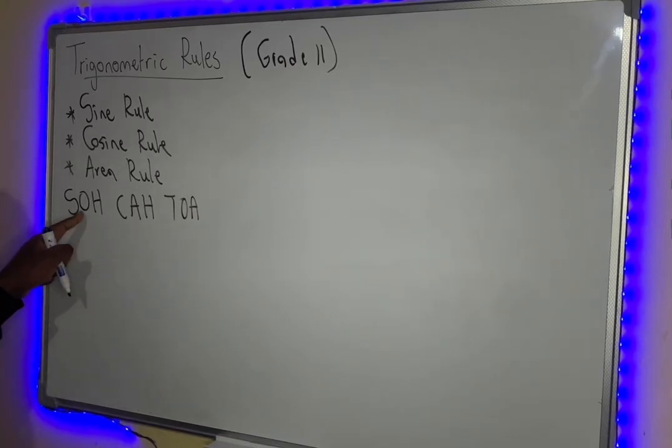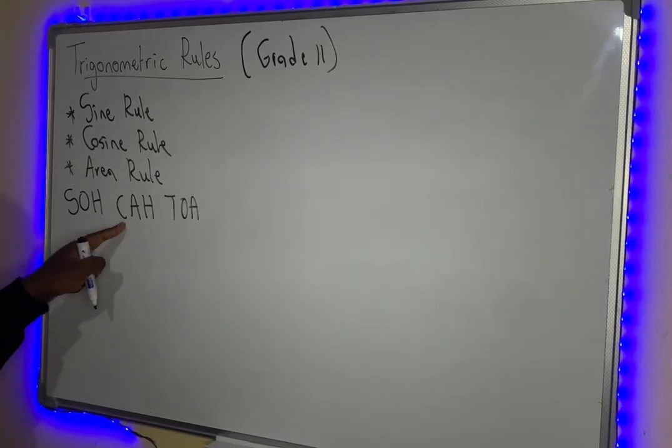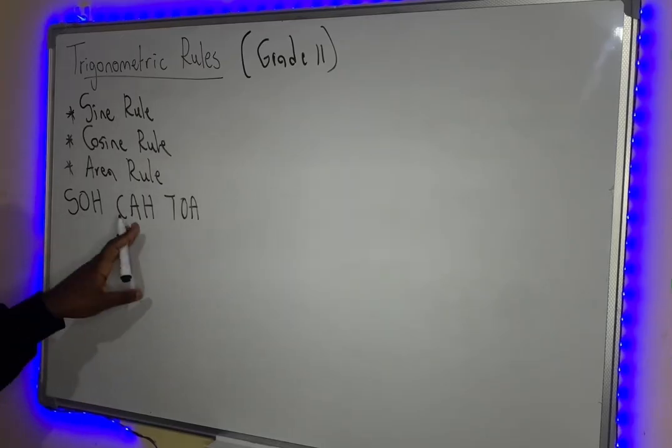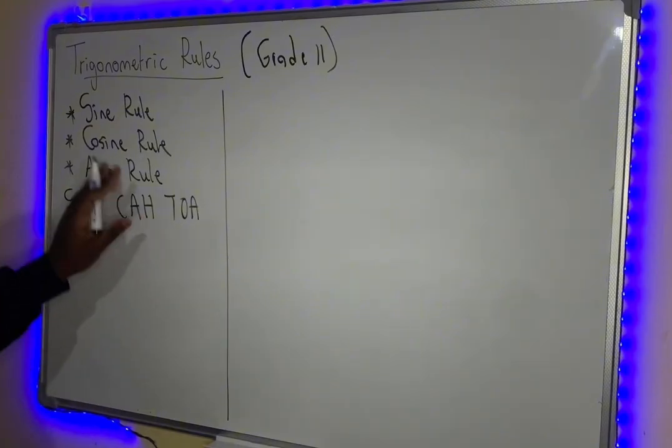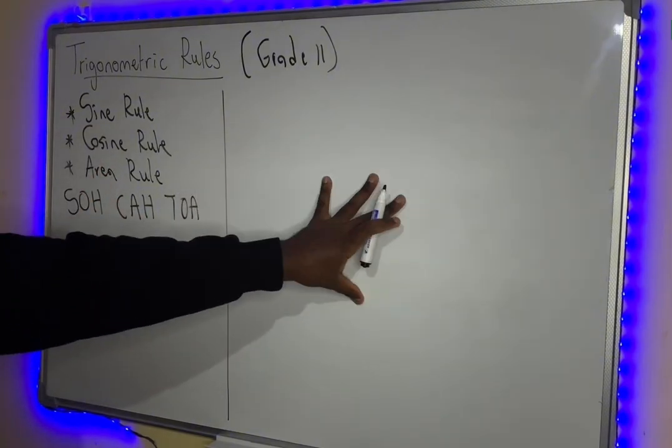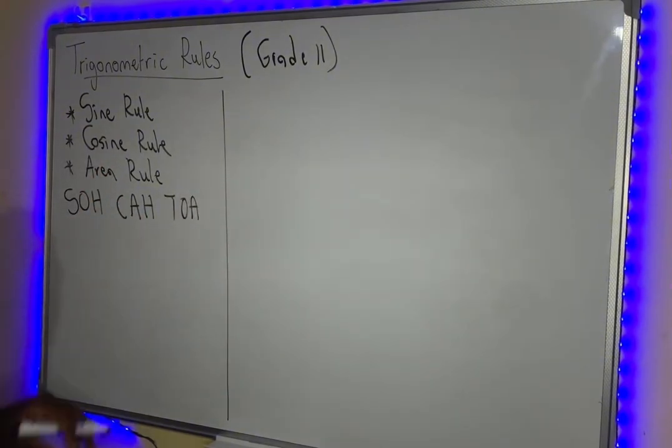So this is going to be sine, which is opposite over hypotenuse, cos, which is adjacent over hypotenuse, tan, which is opposite over adjacent. This is going to be our summary. Everything we're going to be using here, we're just going to be taking it from here.